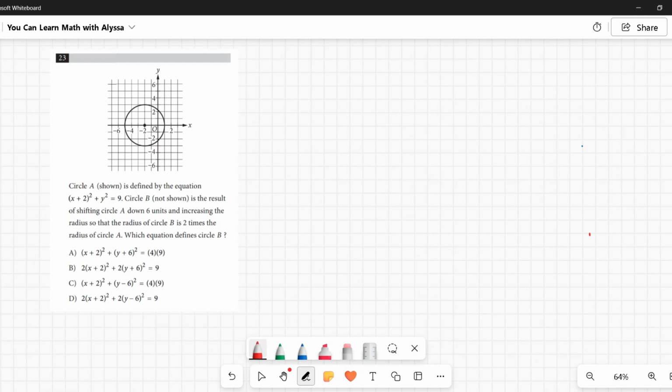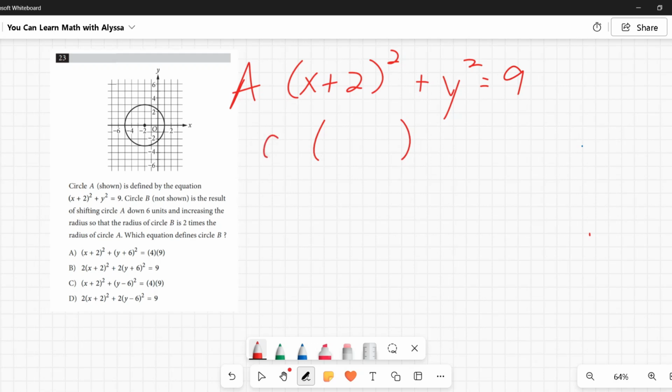Now for this circle, we're told the equation is (x + 2)² + y² = 9, and this is circle A. Just looking at this equation, I can tell I have my center and my radius. My center needs to be the opposite of this for the x value, so −2. And there isn't any number next to the y, so it's just 0, like (y − 0)². Now my radius is going to be the square root of this because this is radius squared. The square root of 9 is 3, so the radius is 3.